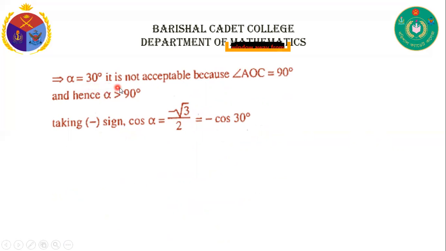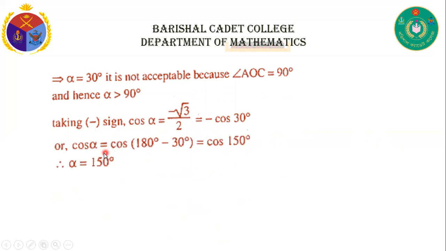and alpha equal to 30 degrees is not acceptable because the resultant angle is 90 degrees. So alpha must be greater than 90 degrees. And taking the minus sign, you can write cos alpha equals minus root 3 by 2. That is minus cos 30, that is cos alpha equals cos of 180 degrees minus 30, equals cos 150 degrees, therefore alpha equals 150 degrees.